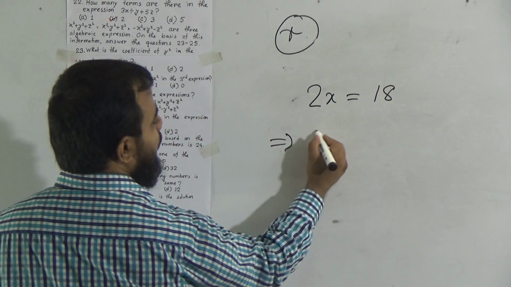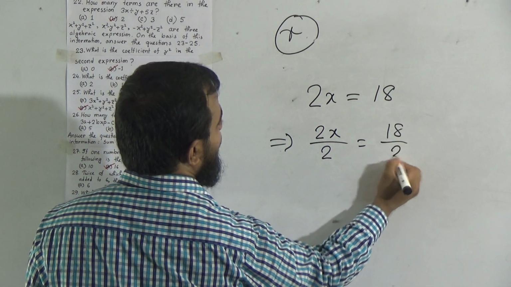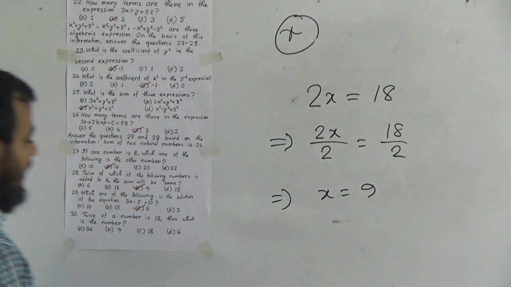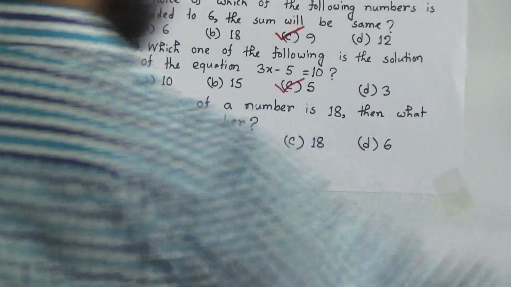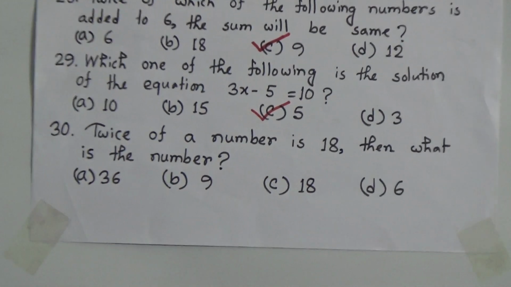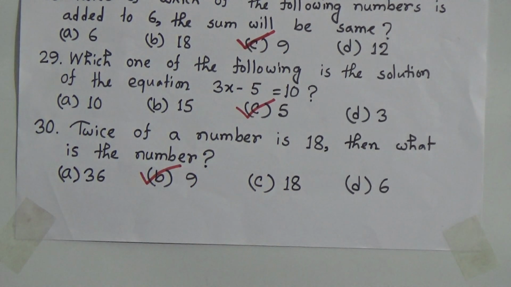Now omit this 2. We have to divide both sides by 2. We will get the value of x. It will be 9. So our answer will be 9. Now test the options. Option A says 36, option B is 9. No need to read the other options. Our answer is 9.